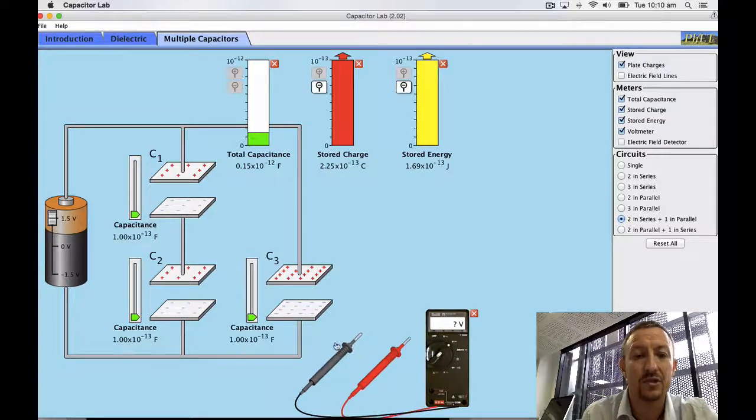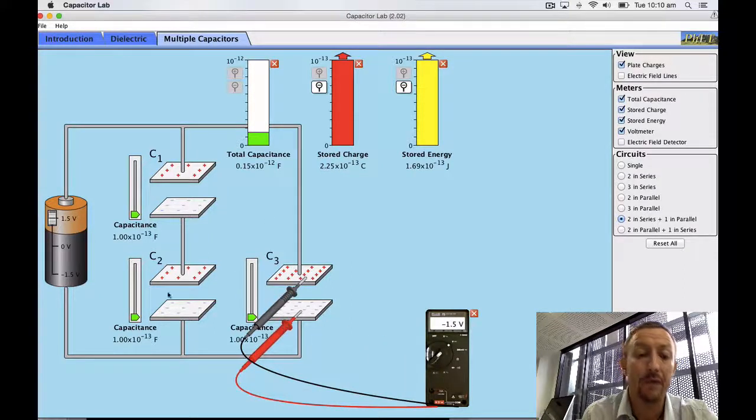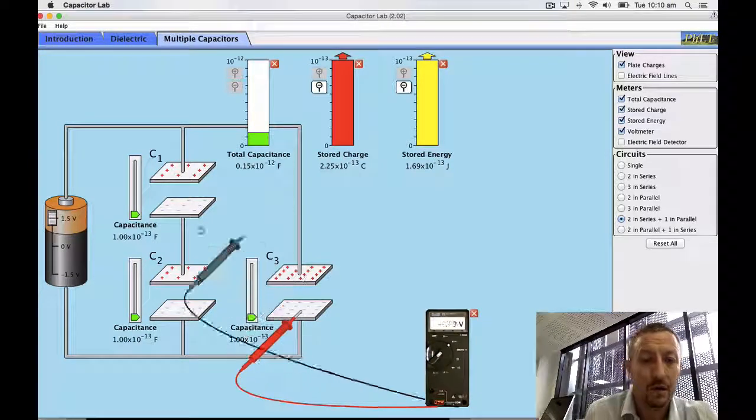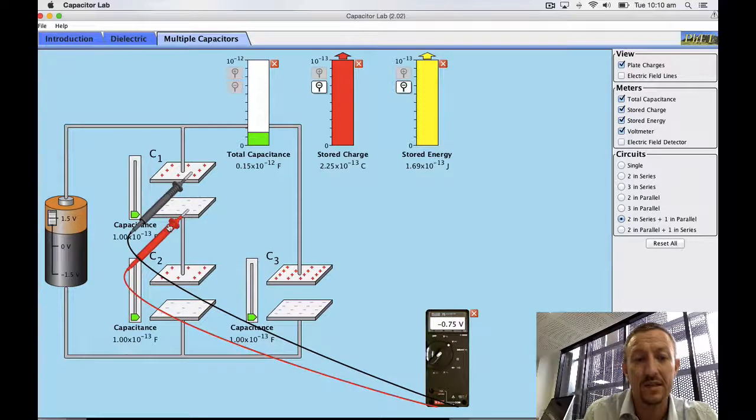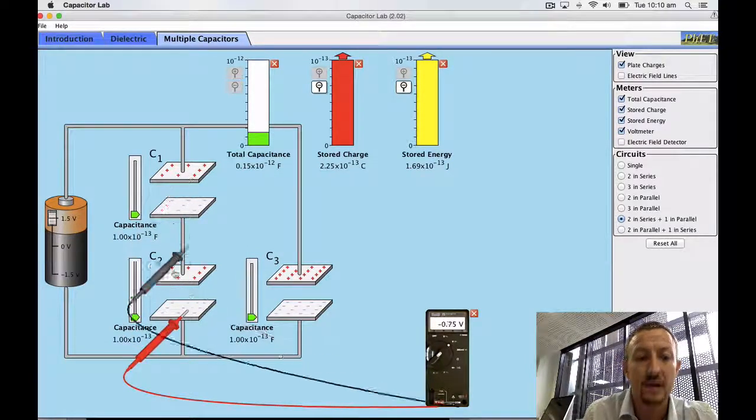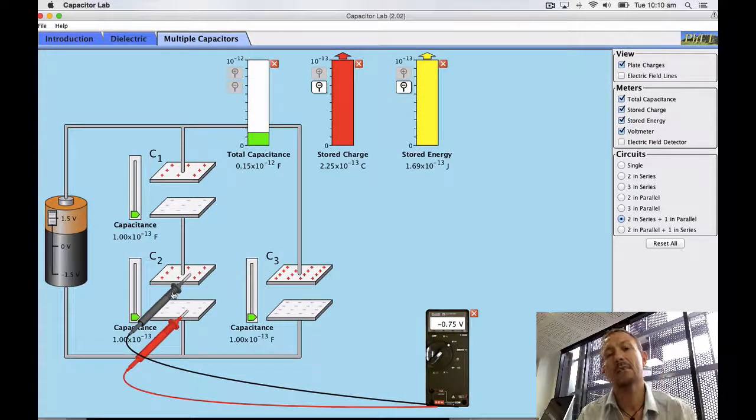Let's just look at the voltage across each of the plates. Note that across the battery we've got 1.5 volts. In this case I've got 1.5 volts going through this branch. That makes sense because basically what I should have is the same energy going through this branch as going through this branch. If I look at what's going on in series, we can see I've got 0.75. So the rules still obey. I've still got the same amount of voltage going in across each area.